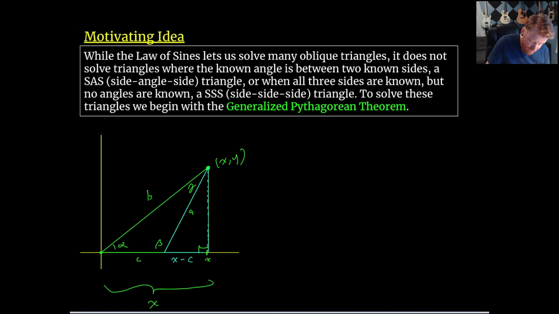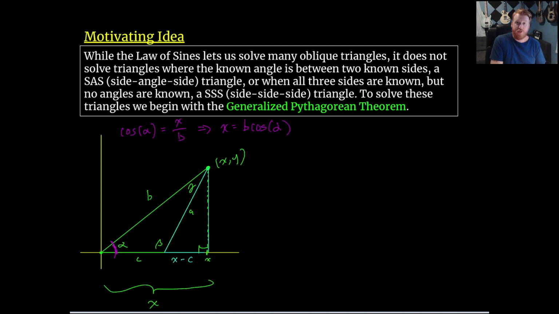So let me remind you that we can define x and y in terms of sines and cosines. So if I'm looking at this big right triangle, and I'm looking at my angle alpha, we know that the cosine of alpha is going to be equal to the adjacent side, which is x, over the hypotenuse, which is b. And if I solve for x, this is going to give me x equals b cosine alpha.